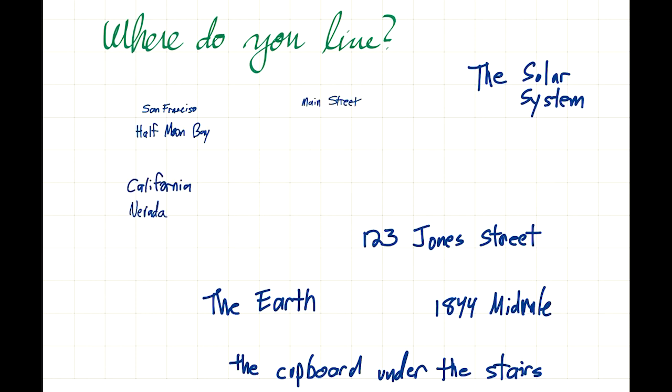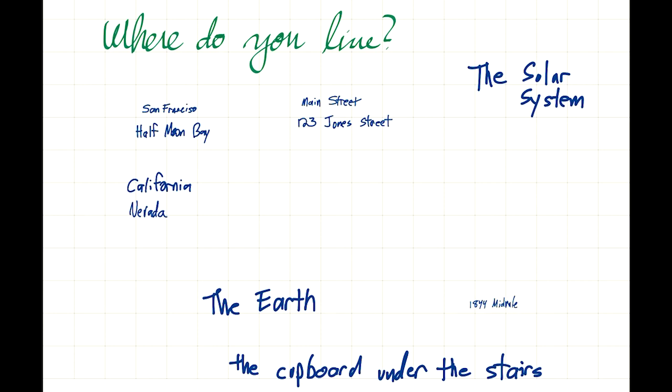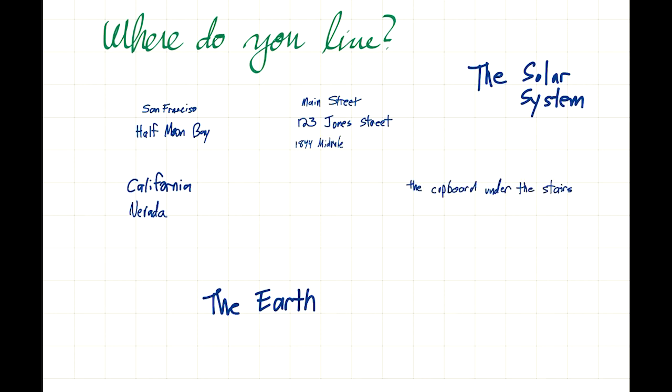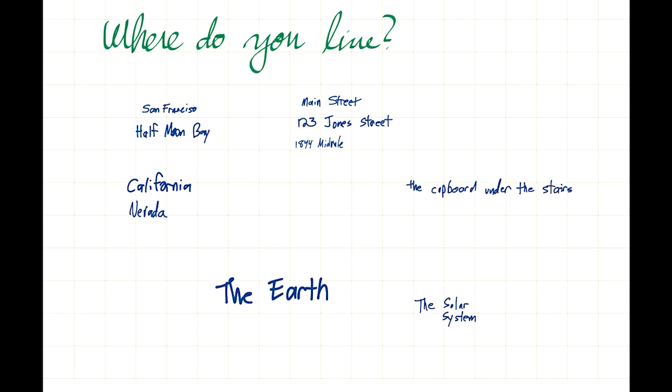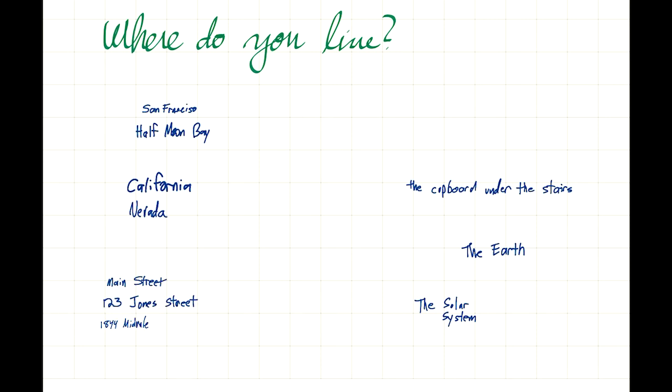I'm going to start by putting all the cities together, now all the states together, all the street addresses together. Then here's a solar system, here's a planet, and then I've got cupboard under the stairs, which is smaller than a house. You can think of each one of these as a level of organization. The solar system is a planetary system.